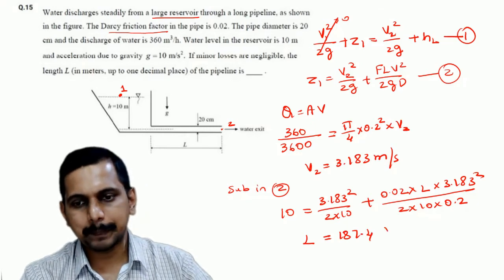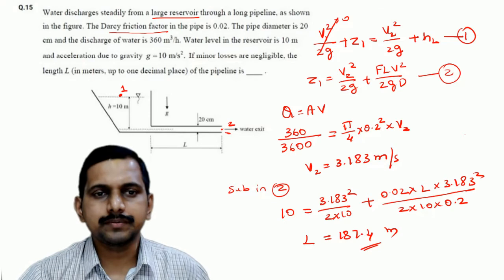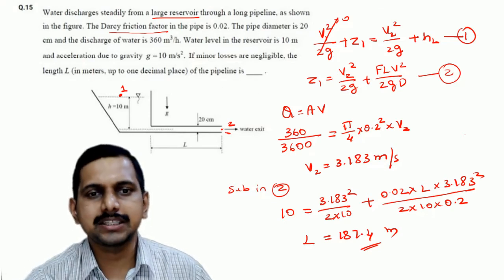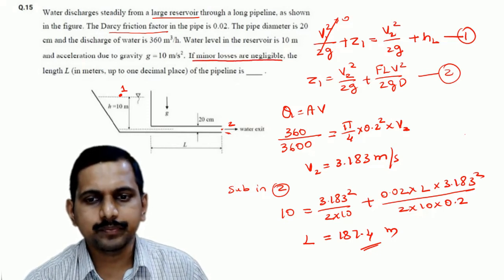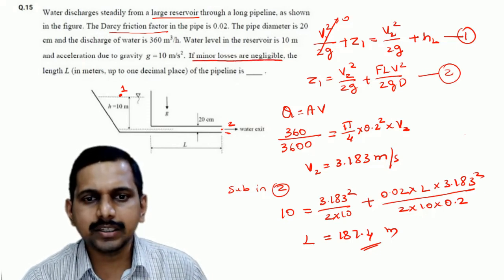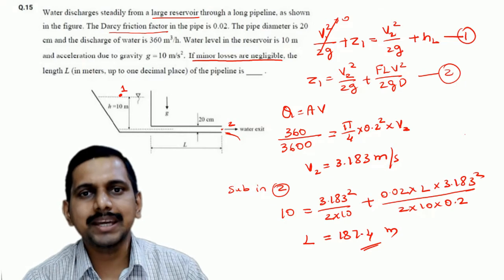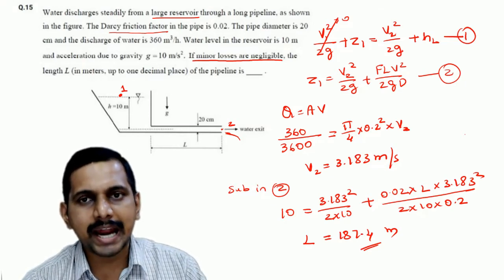187.4 meters. Students, now there is an issue here. The issue is when they have said the minor losses are negligible. Now one of the things we may understand is the exit losses, water is exiting here. So is the exit loss which is happening here a minor loss? If that minor loss is there, then we have to add it up.